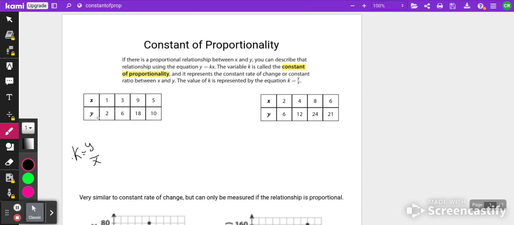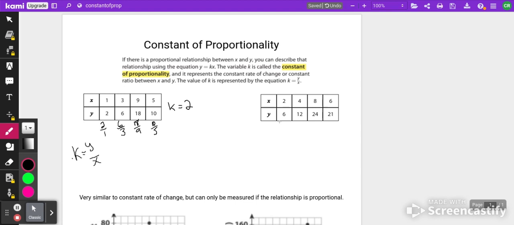So let's start with the first one. We have y over x, so that would be 2 divided by 1. Now if you simplify that down, 2 divided by 1 gives you 2. So if this table is proportional, we should get 2 every single time. All right, let's check the next one. Y over x is 6 over 3, which gives you 2. We have 18 over 9, and 18 divided by 9 is 2. And then we have 10 divided by 5, which again gives you 2. So here the constant of proportionality would be 2.